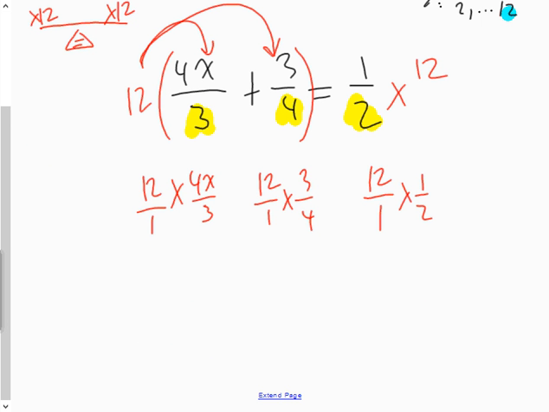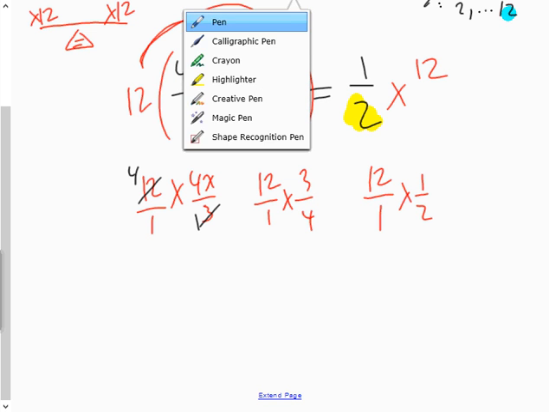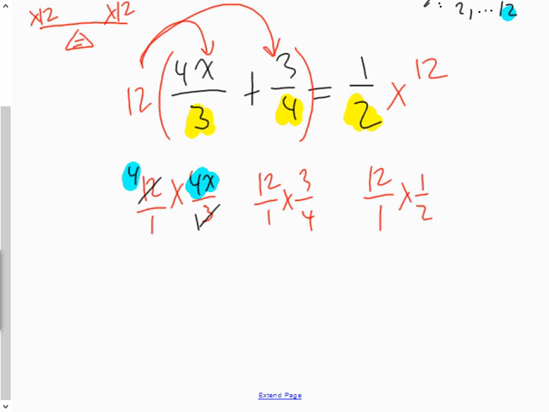So simplify all of these. Use cross reduction. So 12 over 3 will reduce down to 4 over 1. And therefore, when I multiply the numerators, it'll be 4 multiplied by 4x, which is going to be 16x over 1, or just 16x. 12 over 4 will reduce down to 3 over 1, leaving me with 9, or a positive 9. That becomes the plus sign, or the part of your constant. Your equals sign is still here, and 12 over 1 multiplied by 2 will equal 6.